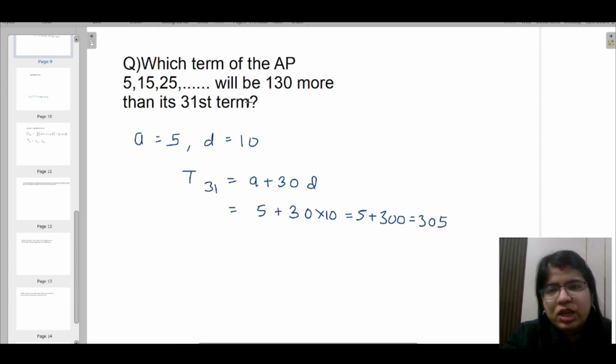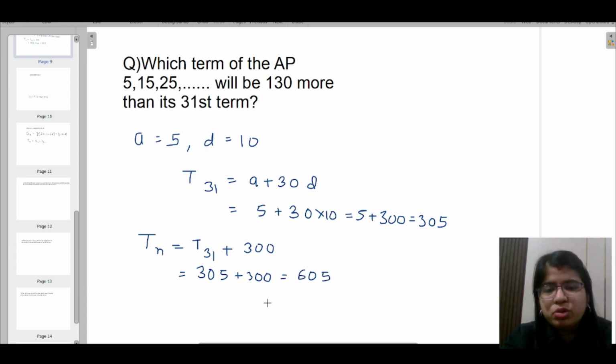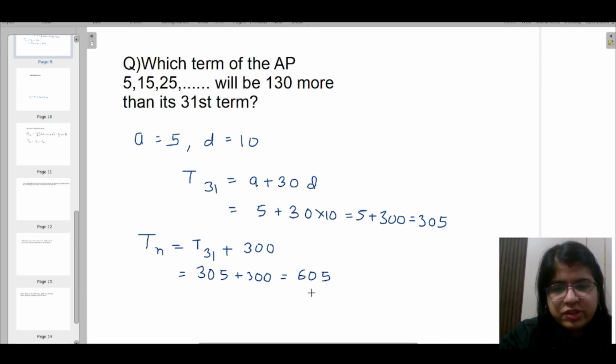So which term of this AP will be 130 more than its 31st term? So Tn has to be 130 more than the 31st term. So the 31st term is 305. So T31 plus 300, so we will have 305 plus 300. So we will have 605. Okay. So Tn is going to be 605.